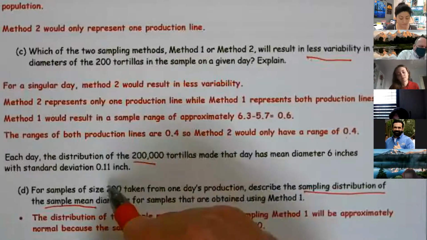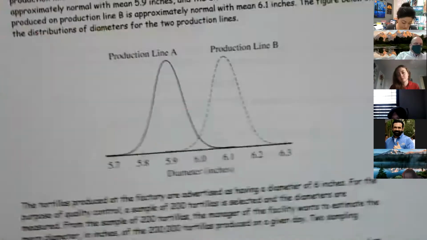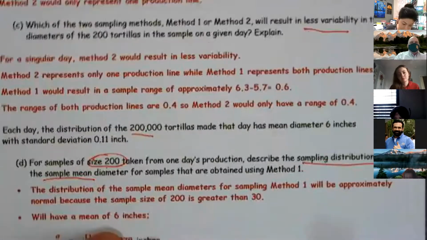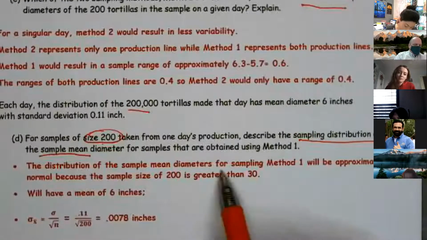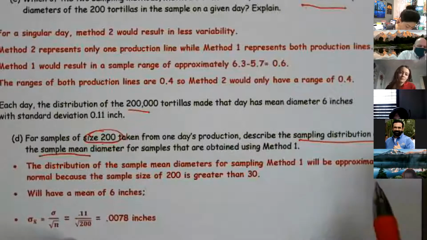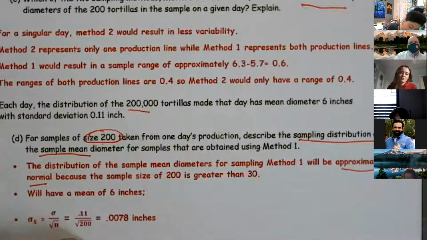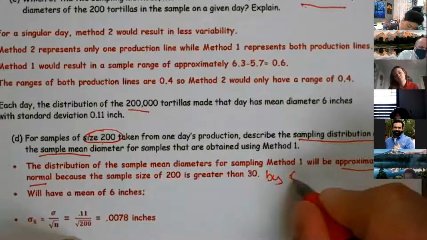This is really important. We have a sample size of 200, which is greater than or equal to 30. So even though the underlying distribution is bimodal, we're going to end up with a normal distribution. So the distribution of the sample means for sampling method 1 will be approximately, please use the word approximately, normal, because the sample size of 200 is greater than 30. So in other words, reasonable by central limit theorem. And really, I probably should have written by central limit theorem, and I'm just going to abbreviate here.